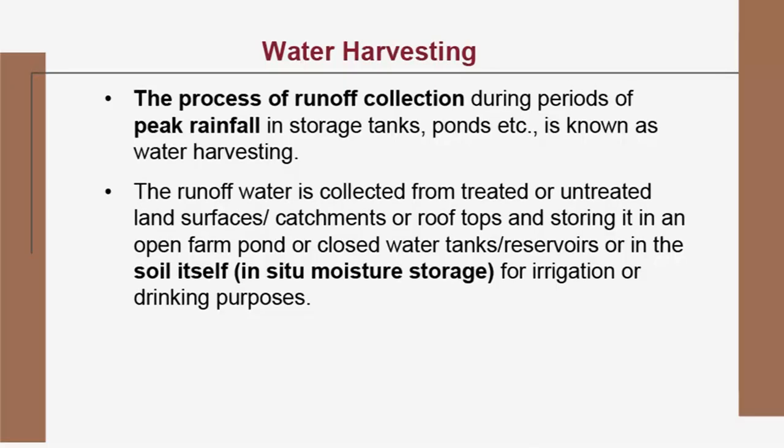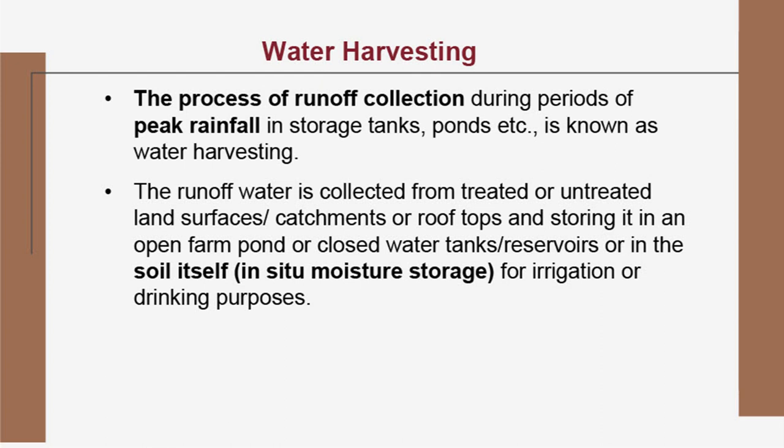So, water harvesting. The process of runoff collection during periods of peak rainfall in storage tanks and ponds is known as water harvesting. Runoff means when rainfall occurs, some water is retained in the place where it falls, and after saturation and waterlogging, or after a certain period of time, that particular place or soil may not keep this water continuously in its place. So that water runs away from that place. This loss of water is your runoff, meaning water is running off, moving away from the place where it was stored.